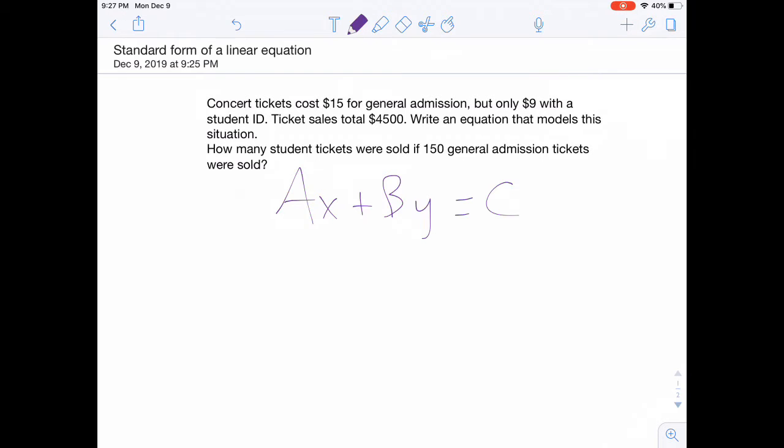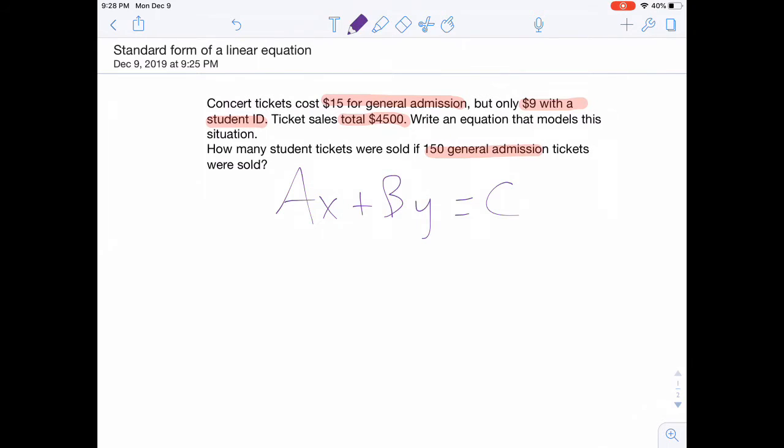So the first thing we want to do is read the problem. Concert tickets cost $15 for general admission, but only $9 with a student ID. Ticket sales total $4,500. Write an equation that models this situation. Then they ask how many student tickets were sold if 150 general admission tickets were sold. One thing I want to do is highlight useful information: $15 for general admission, $9 with a student ID, and ticket sales total $4,500. And later on we'll talk about 150 general admission tickets.